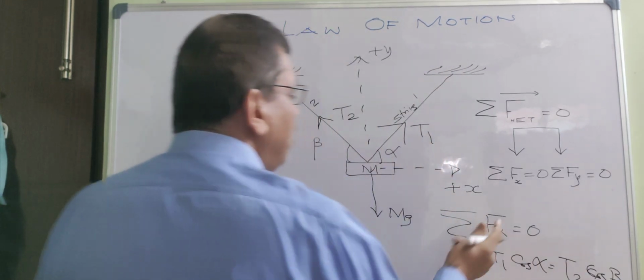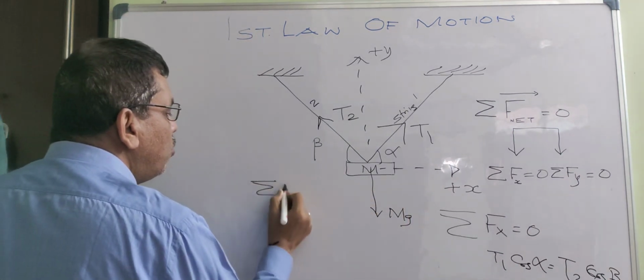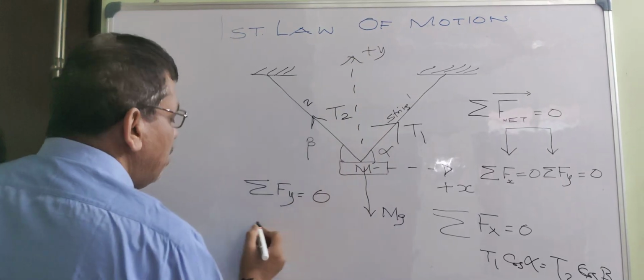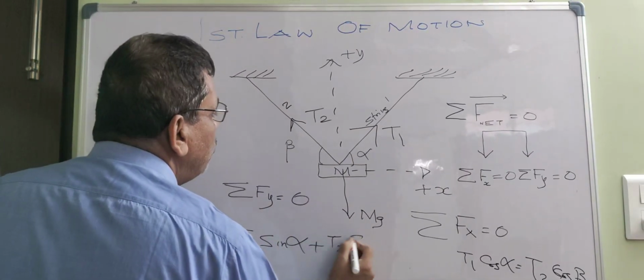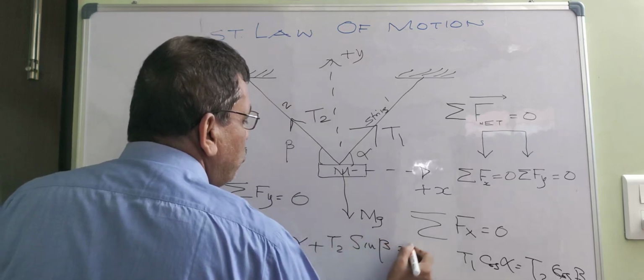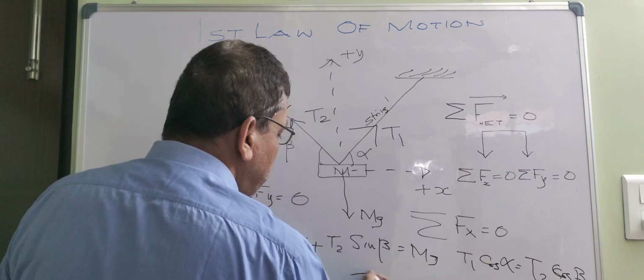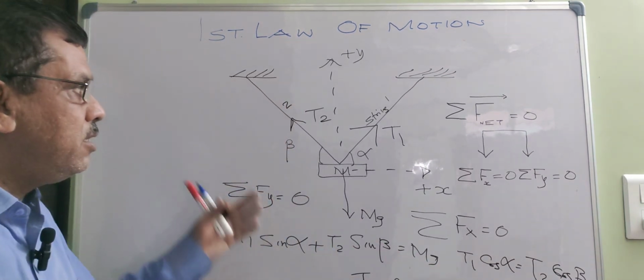This I can write, sigma Fx is 0. Same way I can write down the sum of forces along y is 0, so this can be written as these y forces are T1 sin alpha plus T2 sin beta equals mg. Now these are the two equations with two unknowns, T1 and T2. We can decide the value of tension in this string.